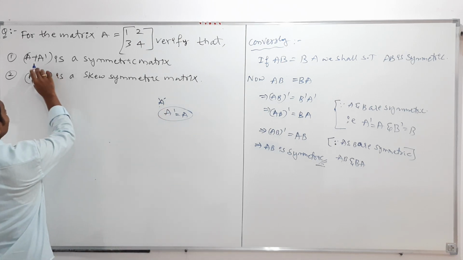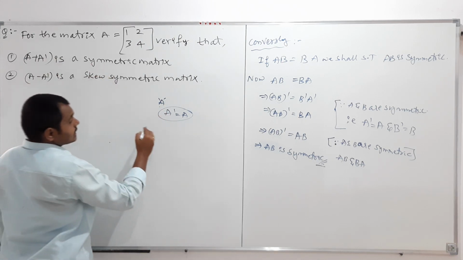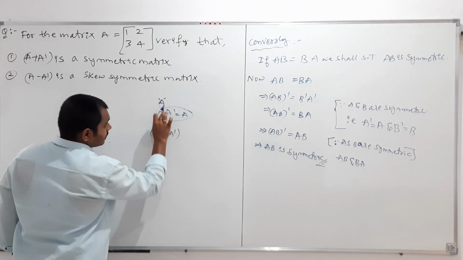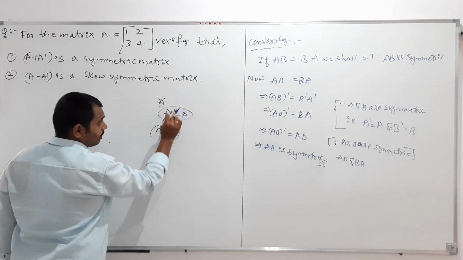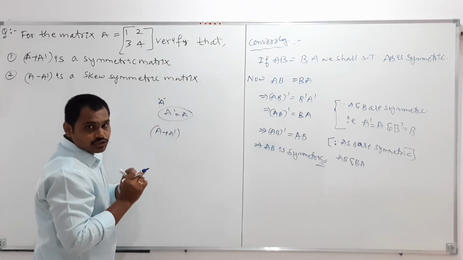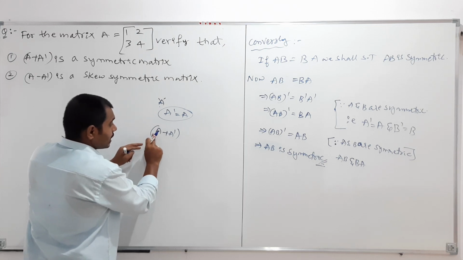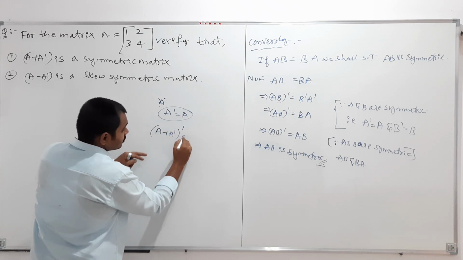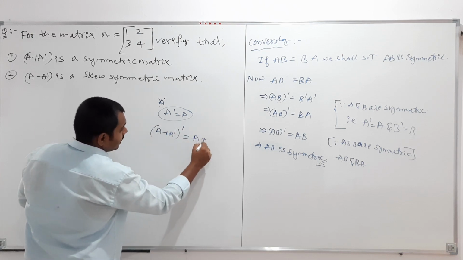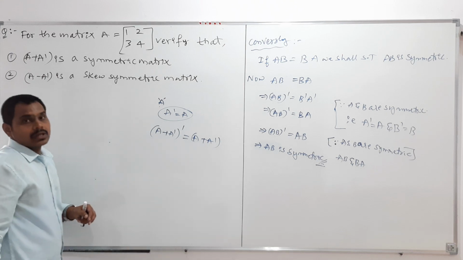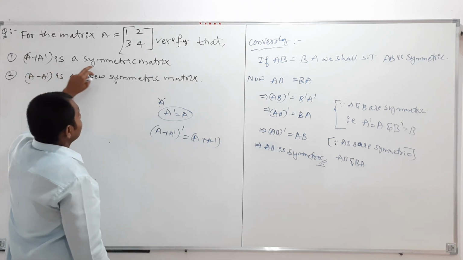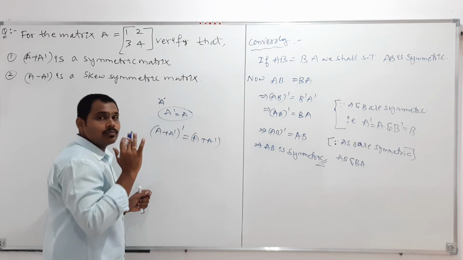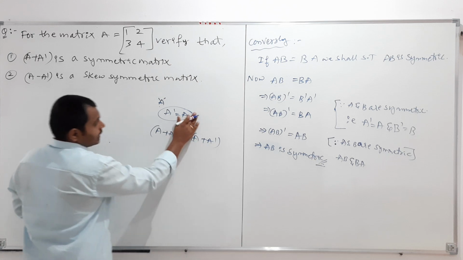Like this, we should show that A plus A dash is a symmetric matrix. So if I wanted to show A plus A dash is symmetric, then this matrix whole transpose must be equal to itself, A plus A transpose only. So my dear students, A plus A dash is symmetric means we should show that A plus A transpose whole transpose must be equal to A plus A transpose.